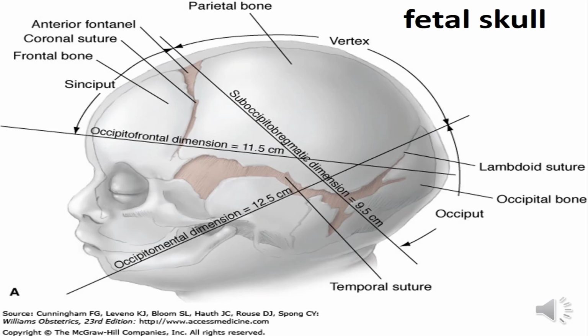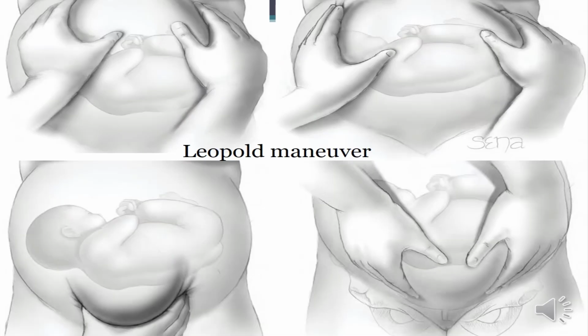The Leopold maneuver, as you know. This is the lateral grip. Pelvic grip, two types of pelvic grip: here to see what is occupying the lower segment, and this also is the pelvic grip to see if there is any engagement or not of the presenting part.